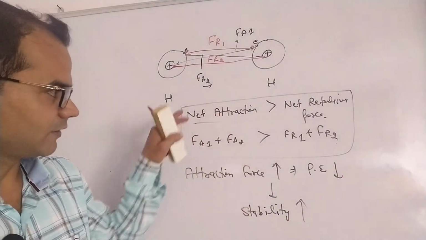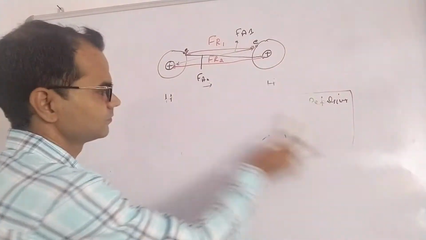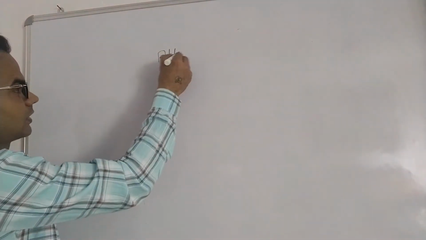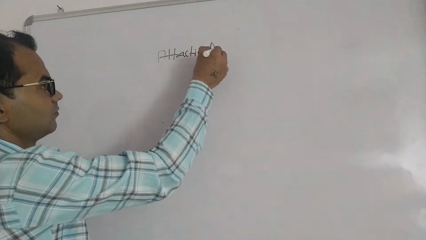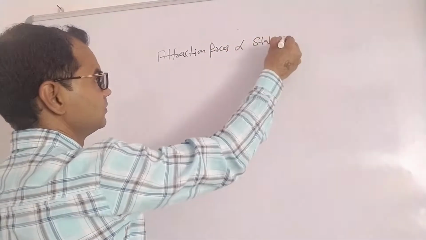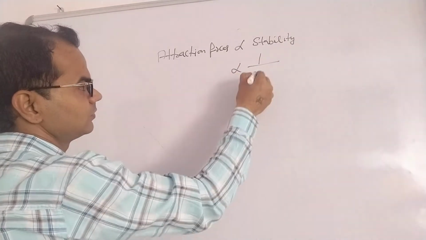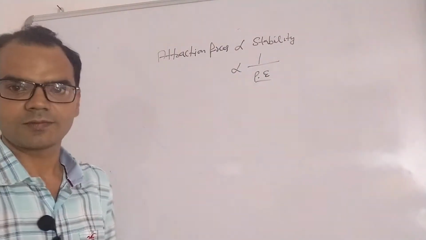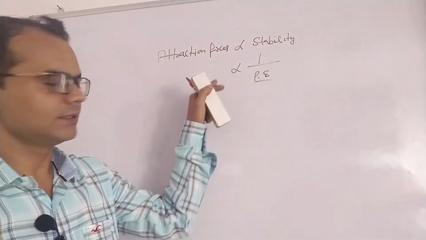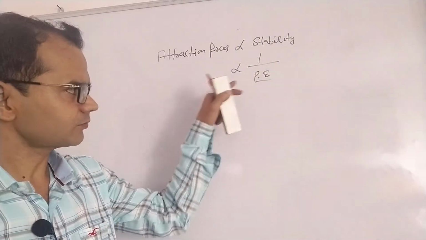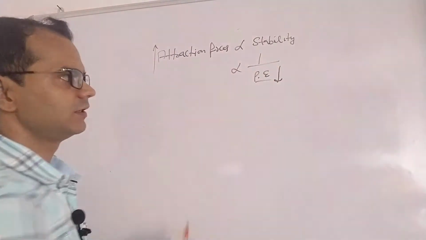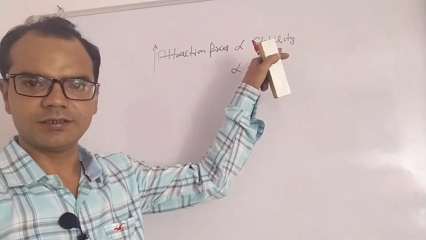So what is the first conclusion? The first conclusion is that attraction force is directly proportional to stability and inversely proportional to potential energy. If attraction force increases, potential energy will decrease and hence stability will increase.